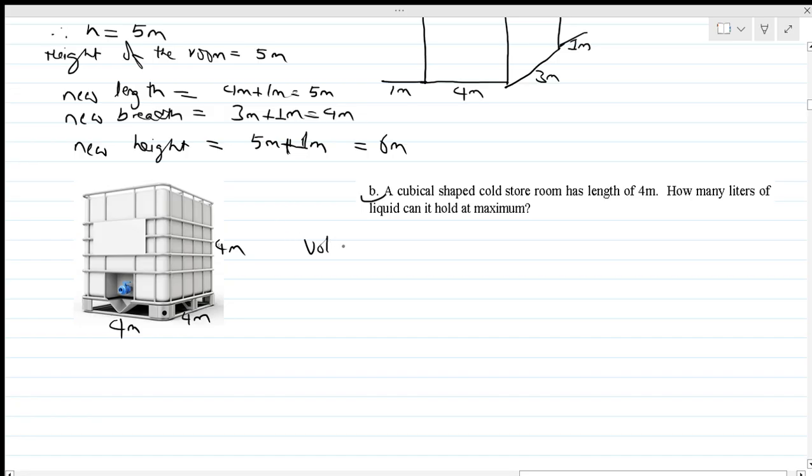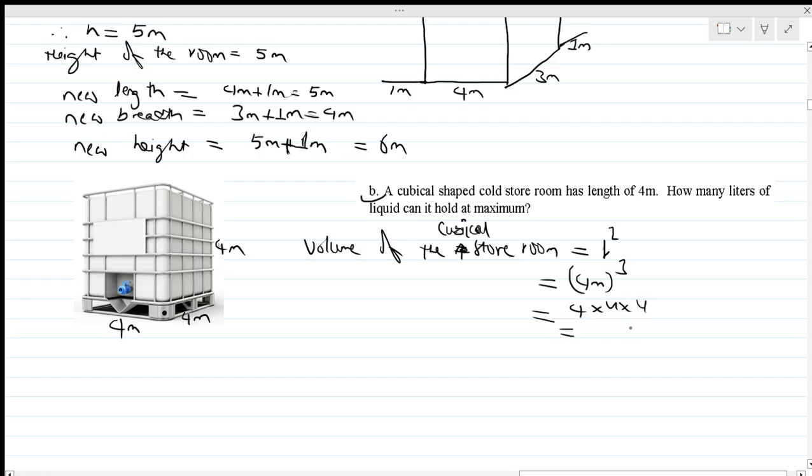So let's find the volume of the cubical storeroom. It is L cube. The length is given as 4 meters, so 4 meter whole cube. So it's 4 into 4 into 4. 4 times 4 is 16, and 16 into 4 is 64. So 64 meter cube is the volume of the storeroom.